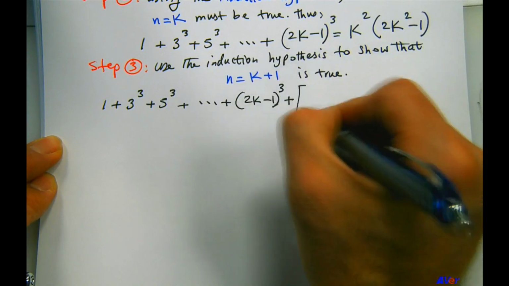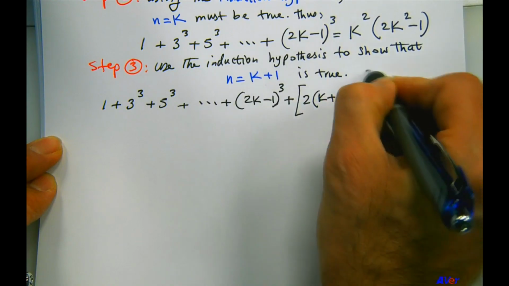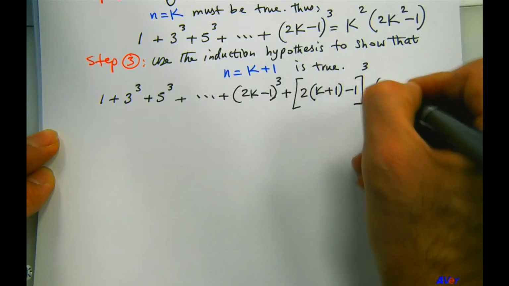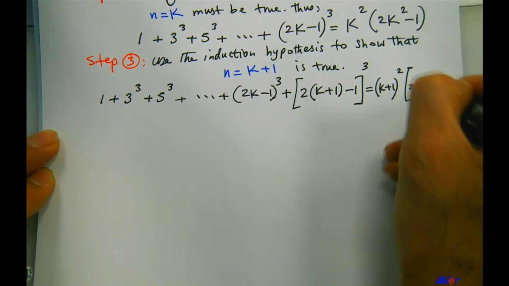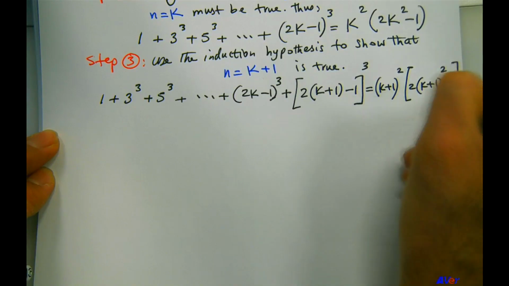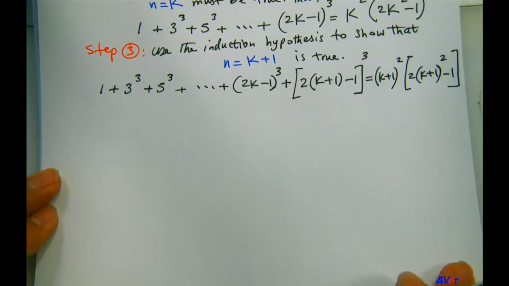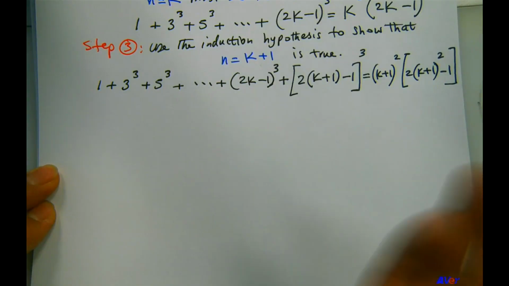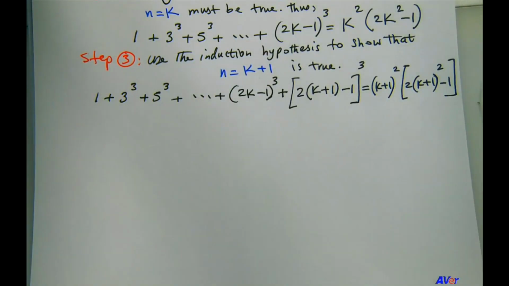So 2 times, instead of k plus 1 minus 1 cubed, and k plus 1 to the other side. So k plus 1 squared times 2 times k plus 1 squared minus 1, close bracket. Okay, I was barely able to fit that across the page there. Okay, so now we have to simplify and see if the left-hand side and the right-hand side are equal. If they are, then we've completed the mathematical induction proof.